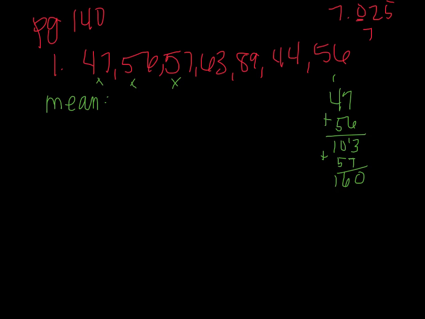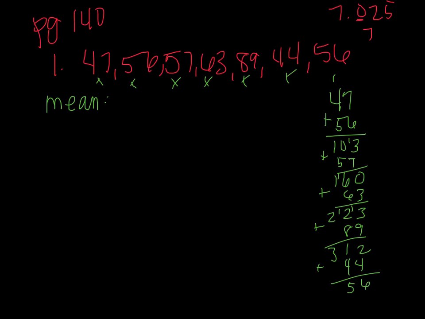Then I'm going to add 63, get 223, then I'm going to add 89. 9 plus 3 is 12, 8, 9, 10, 11, and 312. I need to add 44. I'm running out of room here. 2 plus 4 is 6, 5, 3. So I have 356 plus 56. Get a 12 there, 11 there, 4 there. So I would get 412.